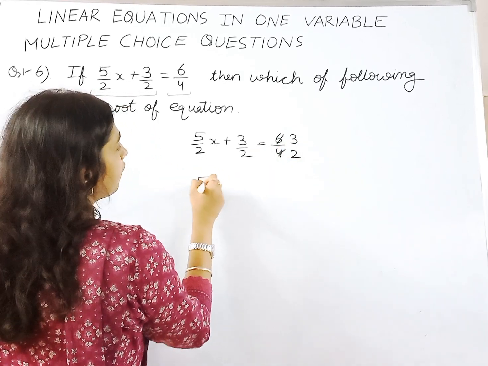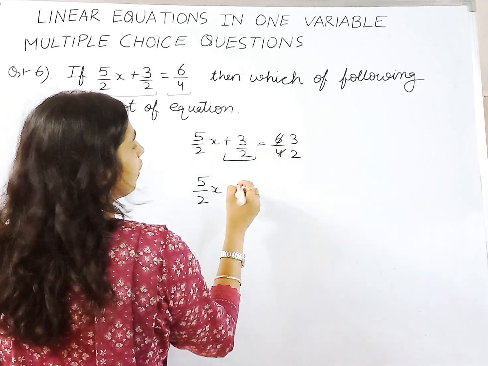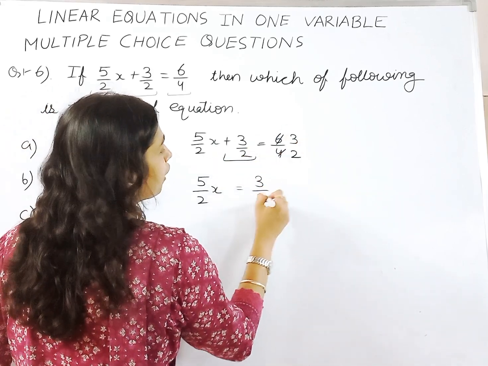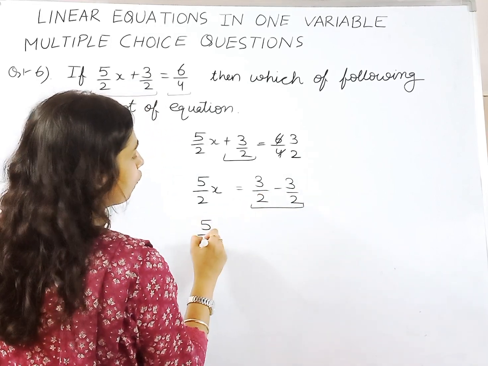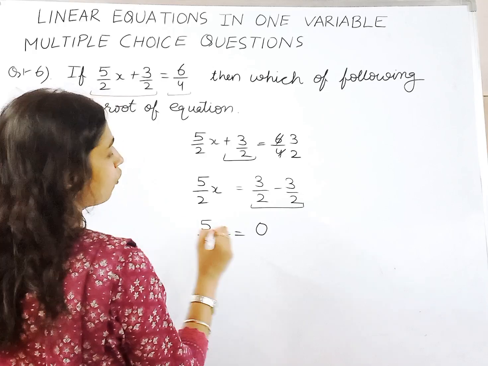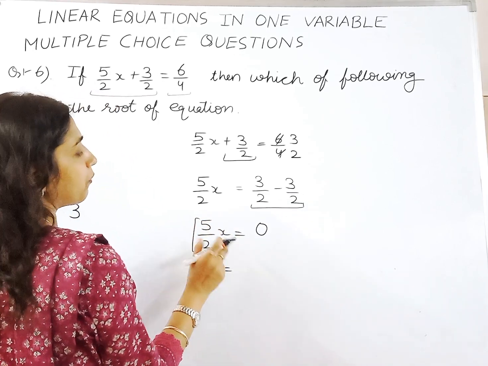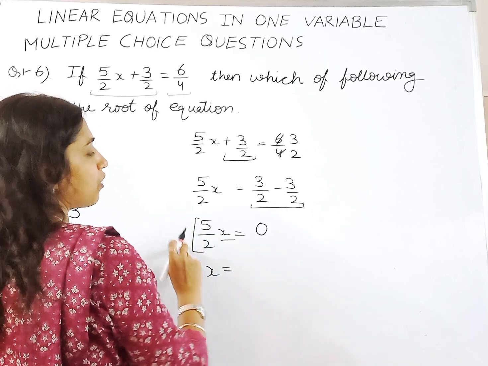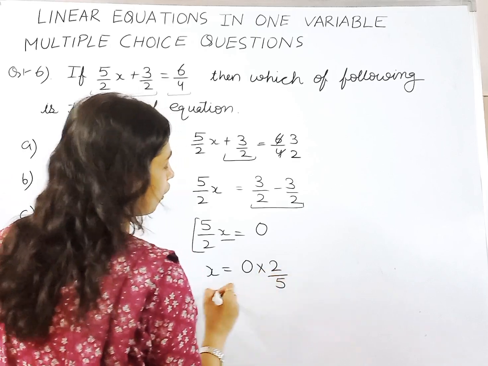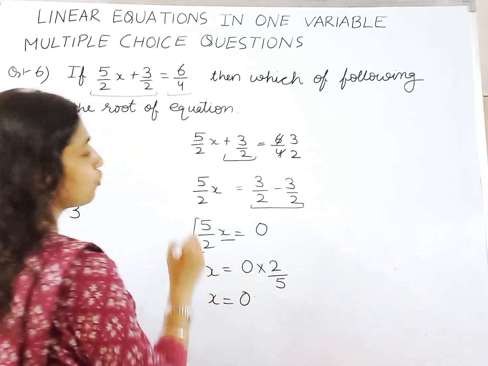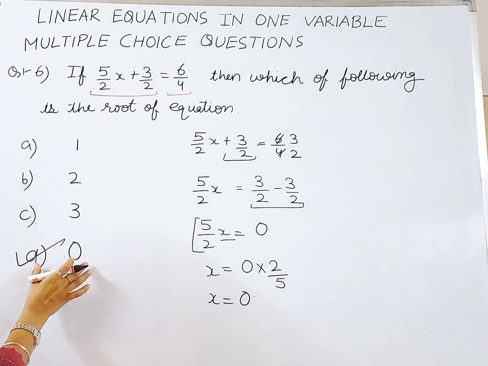Now, here we have 5 by 2x, and we will transpose this term 3 by 2 to the right hand side, and this becomes 3 by 2 minus 3 by 2. So 3 by 2 minus 3 by 2 becomes equal to 0. So now the value of x comes out to be equal to, so we have this term 5 by 2 in multiplication with x. When we take this term to the right hand side, this becomes 0 multiplied by 2 upon 5, which is equal to 0. So the root of this particular equation is x equal to 0, which is option number D.